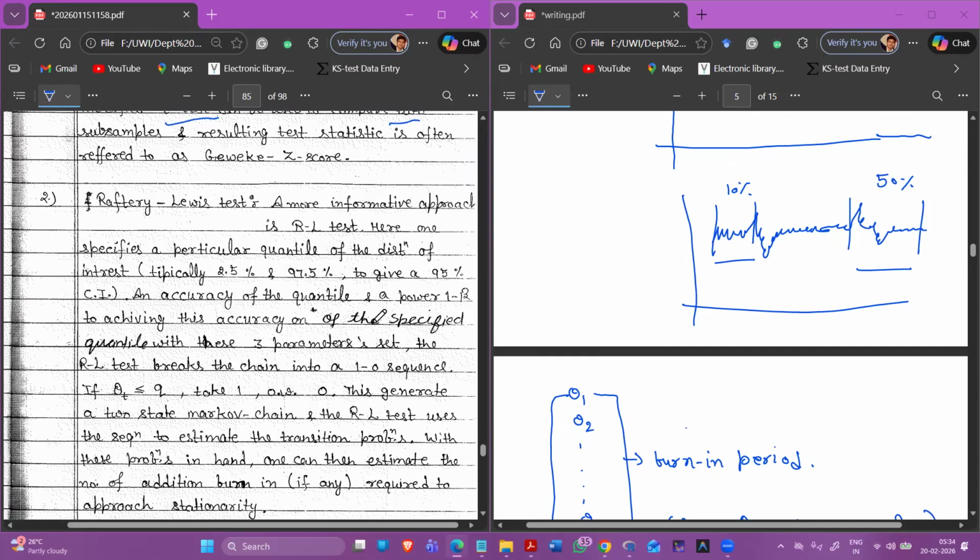And similarly, we have the Raftery-Lewis test. In that one, what we will do, we apply the quantile. A more informative approach is the Raftery-Lewis test.